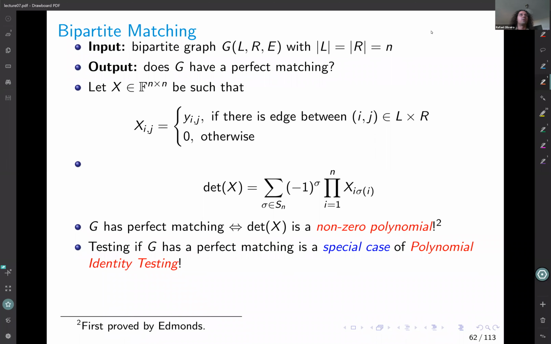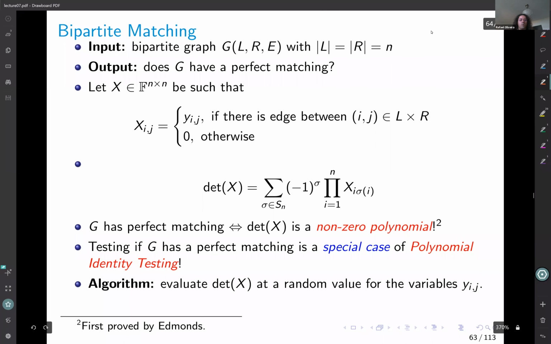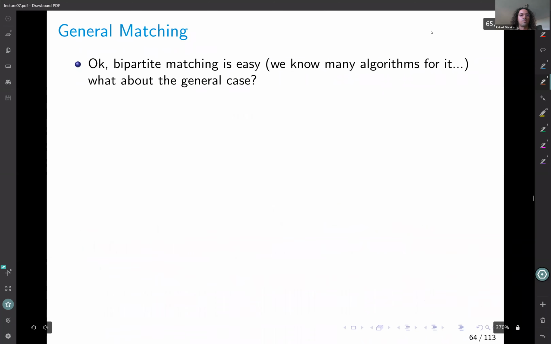So now what do we do? Well, now it's simple. What is the algorithm? Just evaluate the determinant of x at a random value for these variables y_ij. Does that make sense? That's it. Then we're done. That's the simplest algorithm you'll see for testing a bipartite matching, and all you needed to know was polynomial identity testing.